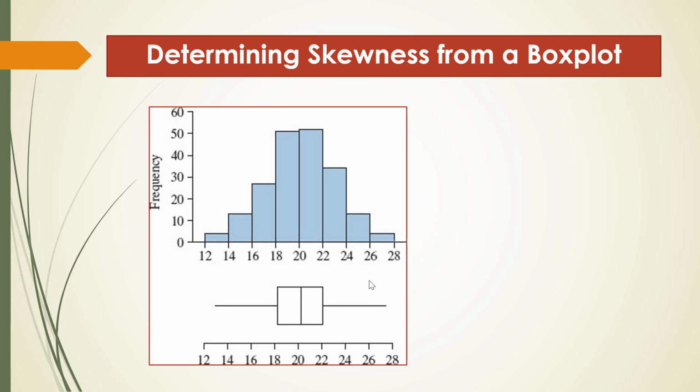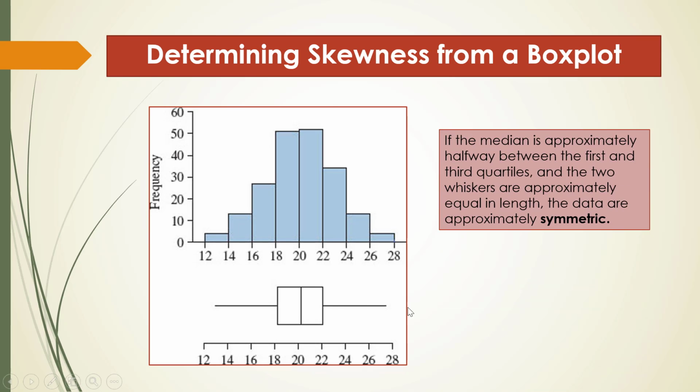And the last case is symmetric. If the median is approximately halfway between the first and third quartiles, you see that the median here is in the middle, and the two whiskers are approximately equal in length. The lower whisker and the upper whisker are almost equal. The data are approximately symmetric. So that's how we use a boxplot to determine the shape of the histogram and the tendency of the data.